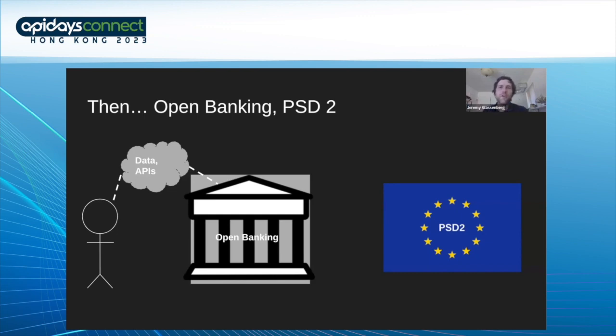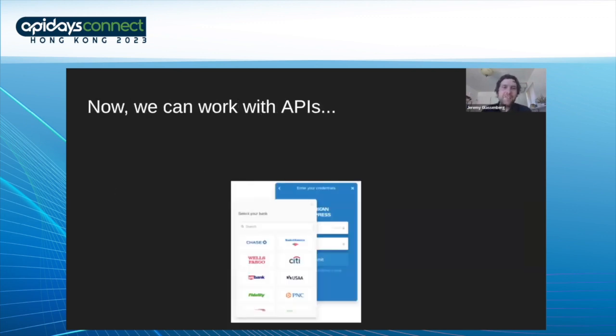Now, none of these regulatory requirements actually formally required the use of APIs, but they basically told banks that they needed to make information more accessible to consumers and give them more ownership of their own data. In other words, the best solution to these new laws was to have APIs. So, thanks to these new laws, we can now work more reliably through APIs to work with all these financial institutions.